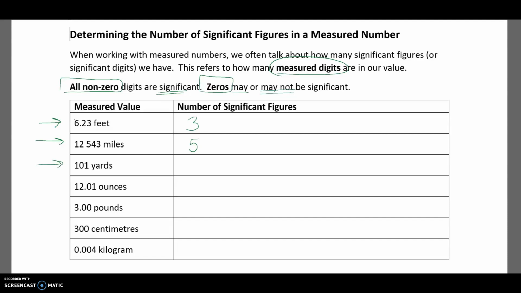In the next example, we start to see a 0. We need to decide if that 0 was measured, which makes it significant, or not. If you consider this example, 101 yards, our measuring device was able to measure to the nearest whole yard, which means it must also have been able to measure this 0 in the tens position. So this 0 is a measured value and is significant. This means that 101 yards has 3 significant figures. This 0 is what we call a sandwiched 0, found between 2 non-zero digits, and sandwiched zeros are always significant.